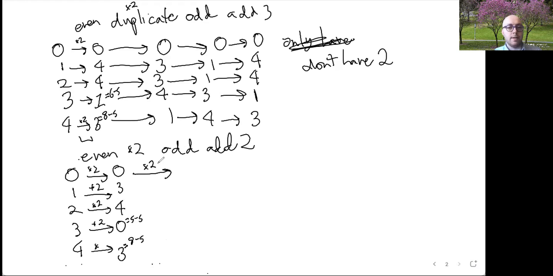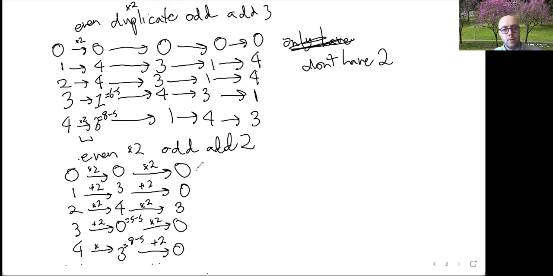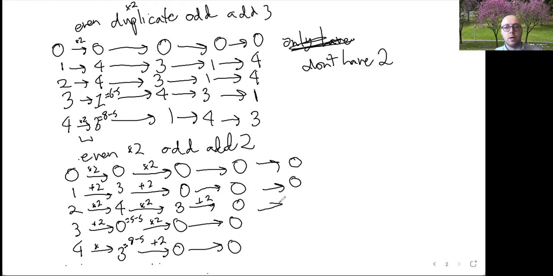Then if we repeat that again, 0 times 2 is 0. This is odd, so we add 2 and we get 0. This is even, so we multiply by 2 and we get 3. 0 is always going to 0. If we do 3, we add 2, and now we have 0, and this would just continue for 0. So we eventually send everything to 0 with this pattern, versus the previous pattern, which has some sort of weird thing.